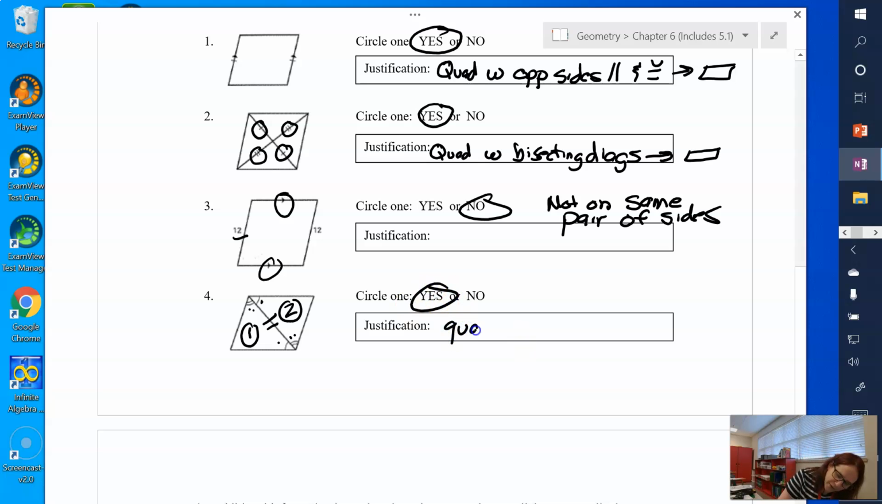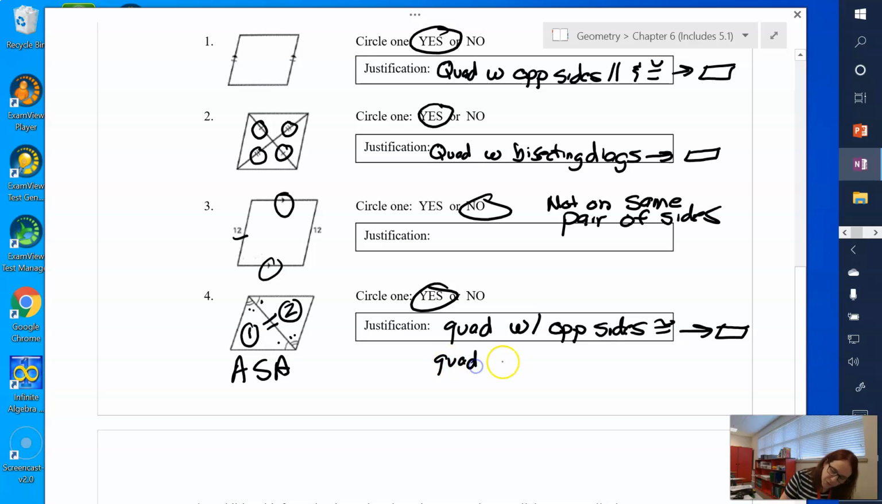So quad with opposite sides congruent implies parallelogram. Just remember that's angle side angle. Or another reason you could use is quad with opposite angles congruent implies parallelogram.